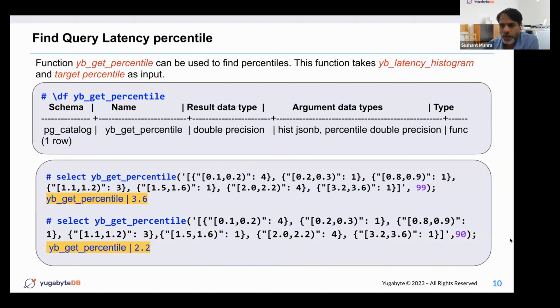So just to go over a quick example, I pass this function an explicit histogram of different latency ranges, and then the target percentile, 99, and it returned the P99 latency of 3.6 milliseconds. Similarly, in the next example, we pass the percentile as 90, so it gave me the percentile of 2.2. Makes sense. I think this is fantastic.